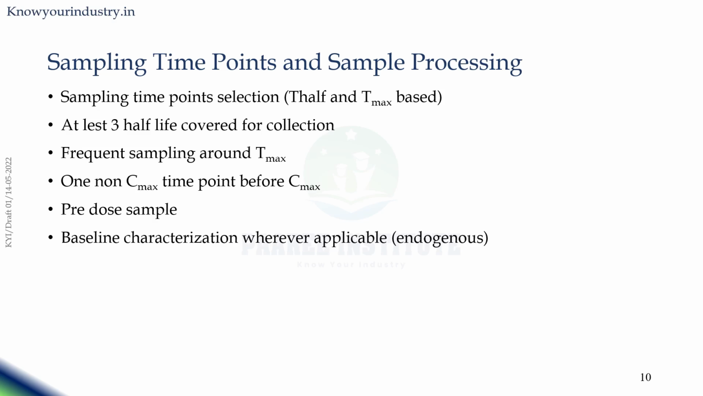For example, for a drug with a Tmax of 2 hours, around 2 hours, before the 2 hours, you can have sampling time points every half an hour. After 2 hours also, you can have sampling time points every half an hour to characterize the absorption phase. Then the distribution phase and the elimination phase are prolonged for long half-life drugs.